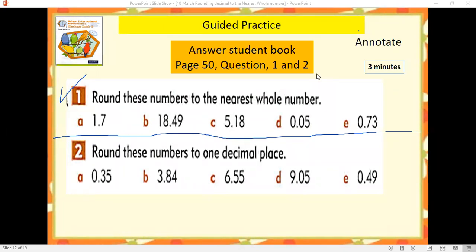Okay, let's do it. Please check your answer. Letter A is 2. Letter B is 18. Letter C is 5. Letter D is 0. And letter E is 1.